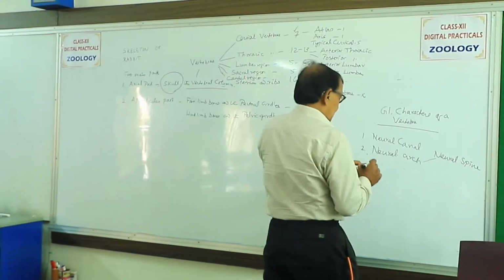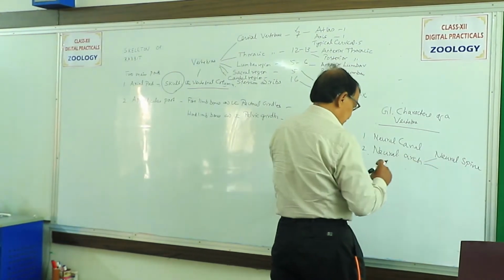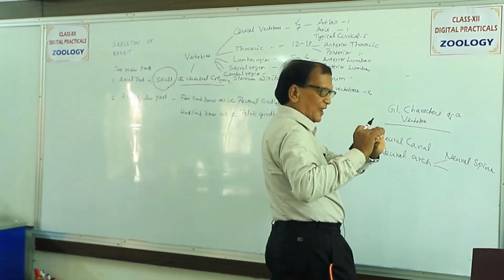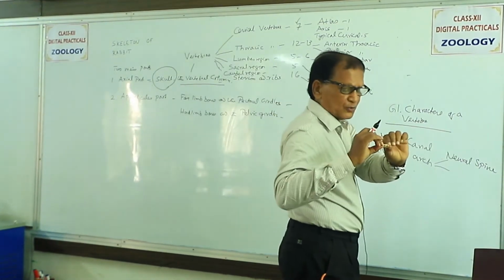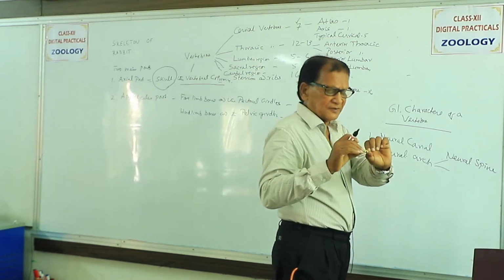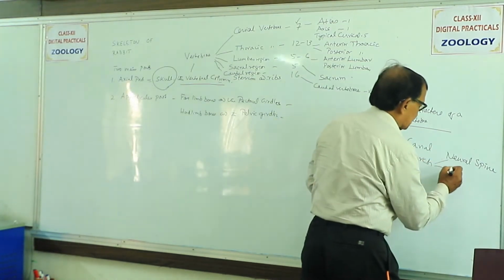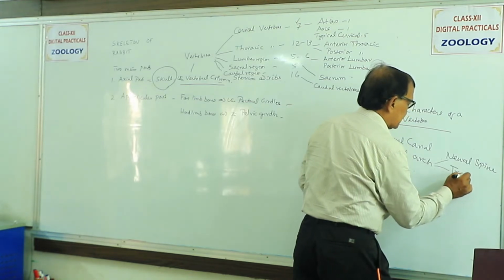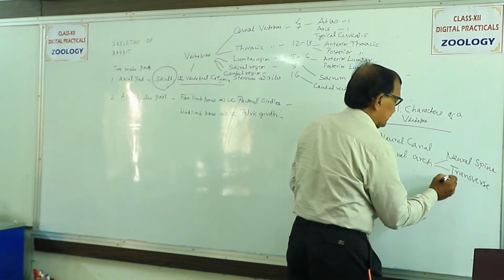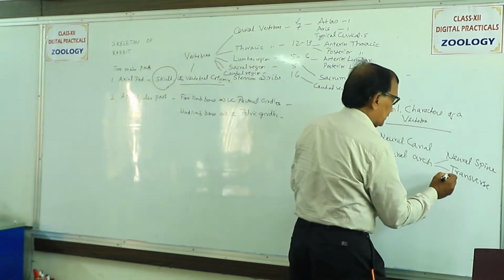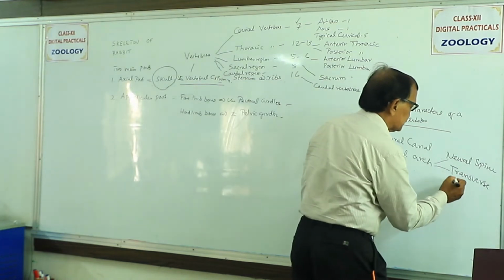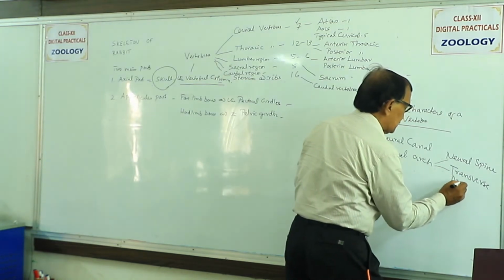Then on the sides we have a pair of, as in this case, flat, broad processes transversely present, so they are called transverse processes. They are called transverse processes because they arise and are located transverse to the main axis.